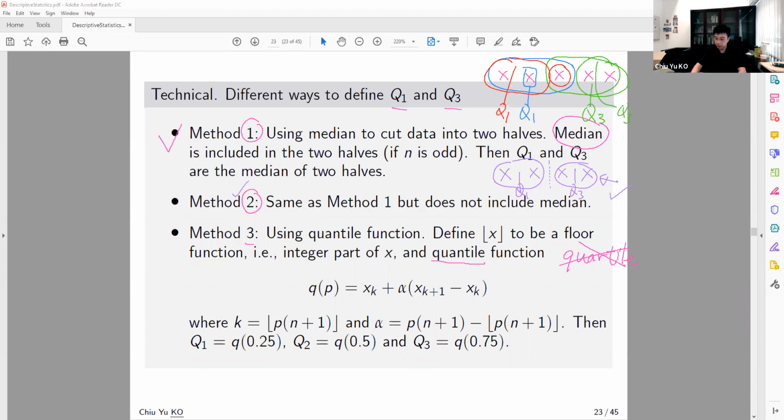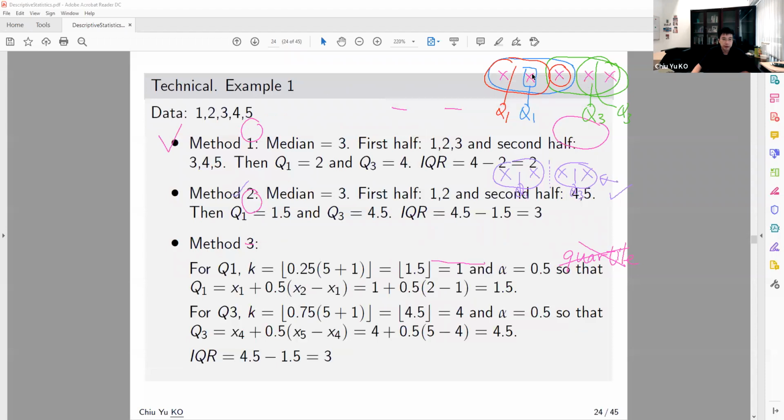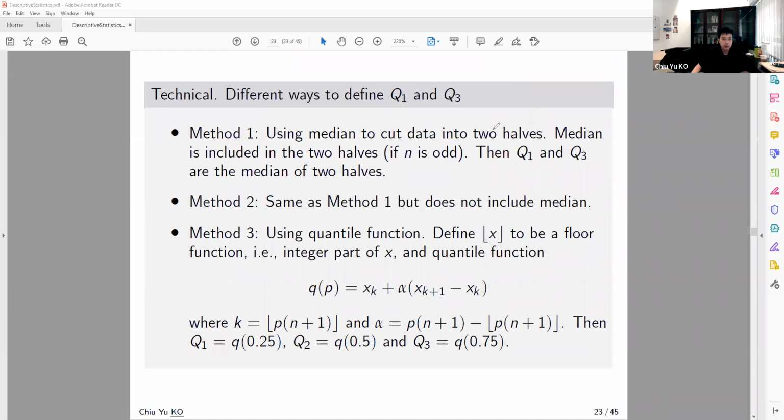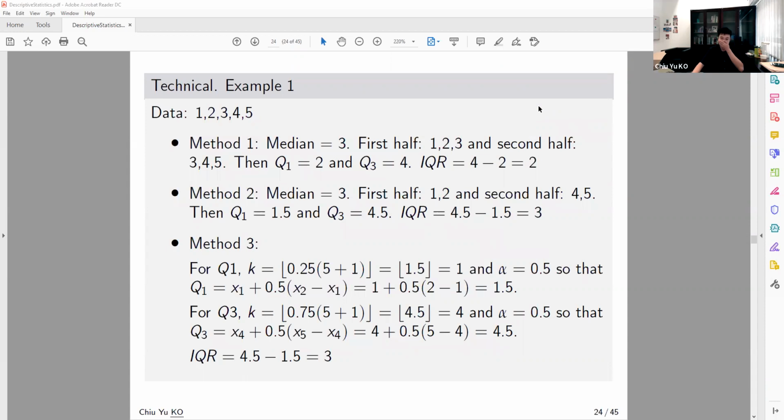Maybe before we proceed to the third method, let us go through the example first, because that would be easier to understand. Yes, different methods. That's why let me show you the method. So suppose you have the data. We have 1, 2, 3, 4, 5.